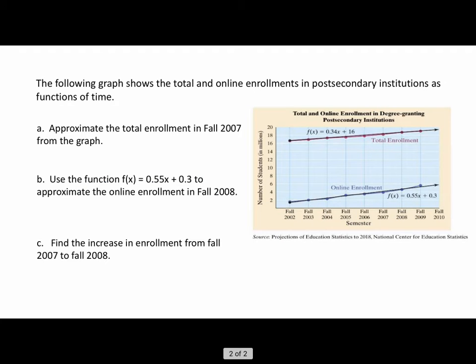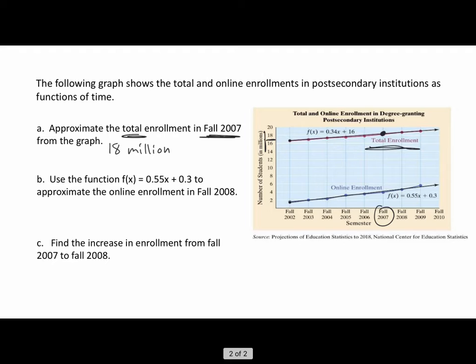Here we have a graph that shows total and online enrollments in post-secondary institutions as functions of time. So we want to approximate the total enrollment in fall 2007 from the graph. So total enrollment is this graph here. 2007 fall. Okay, so go up to this and we have a point. It looks like it's about 18 and it's in millions. So 18 million students approximately.